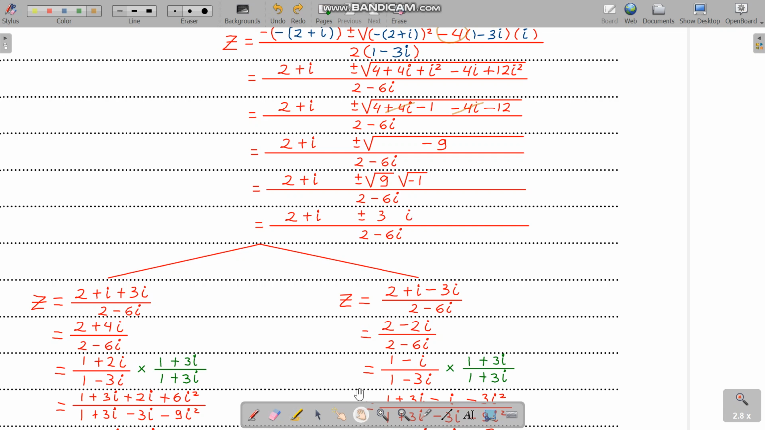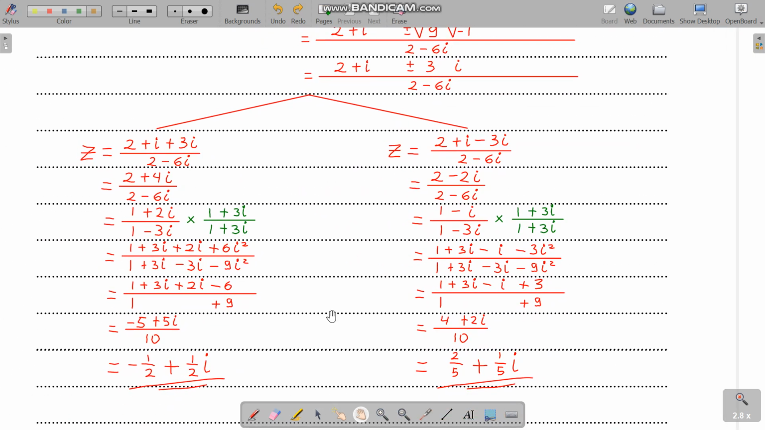So now we have two possible roots, two possible solutions: 2 plus i plus 3i or 2 plus i minus 3i. We have two possible solutions. Because we want the final answer to be in x plus yi form, first of all, we can simplify this into 4i, and now we have to get rid of the i in the denominator. We do that by multiplying both parts of the fraction by the complex conjugate of this denominator. So it is exactly the same as the denominator.